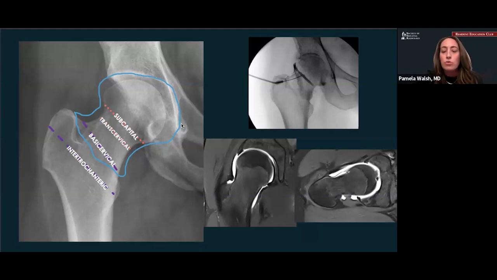And what's helpful to prove that is looking at a hip arthrogram. So you can see this is injected contrast here, and you can see down here this contrast is outlining portions of the capsule going all the way down to the basicervical region. And we can see that on our MRI arthrogram as well, how much the capsule extends to surround that basicervical region.